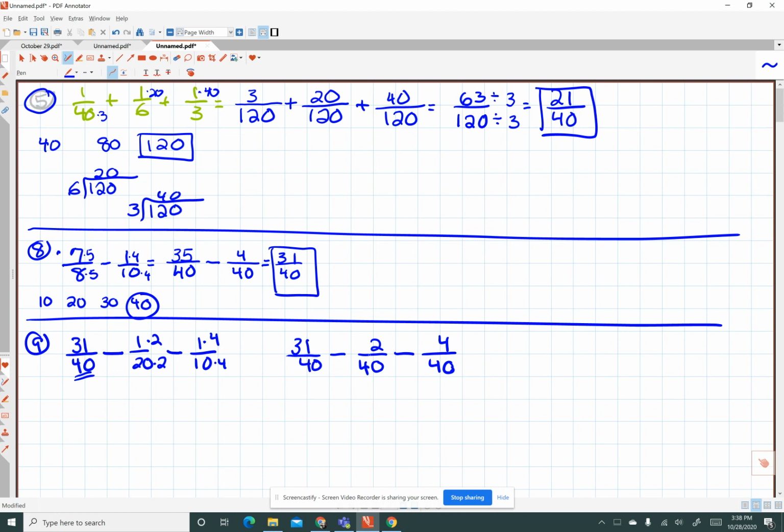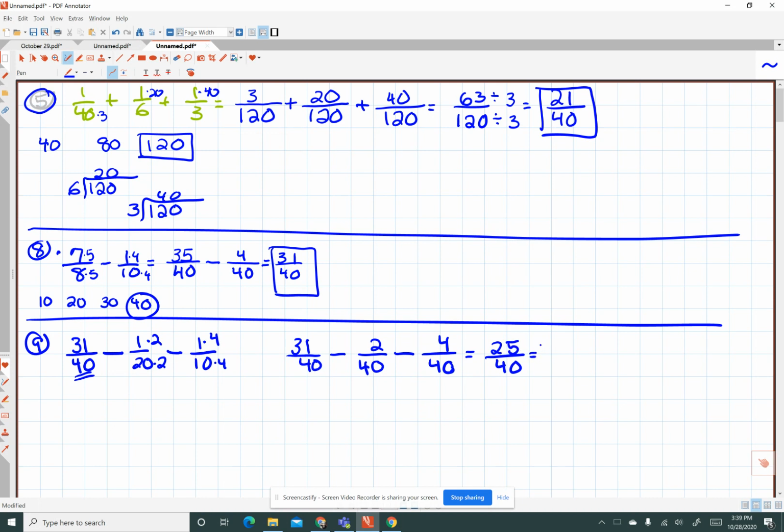So 31 minus 2 is 29. 29 minus 1 is 28. So that would be 28/40. And let me make sure I did that right. 29. Oh, I subtracted 1 instead of 4. 29 minus 4 is 25.